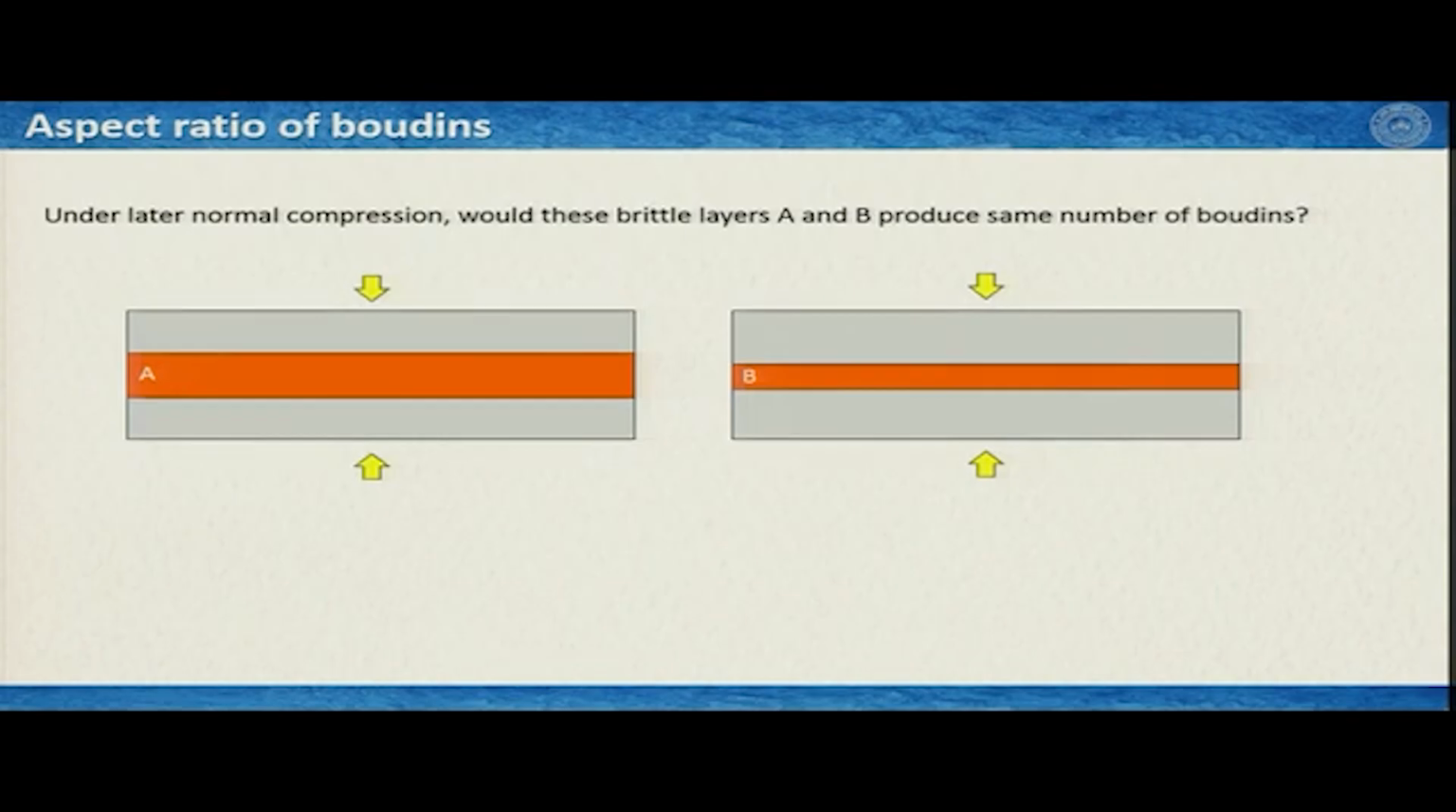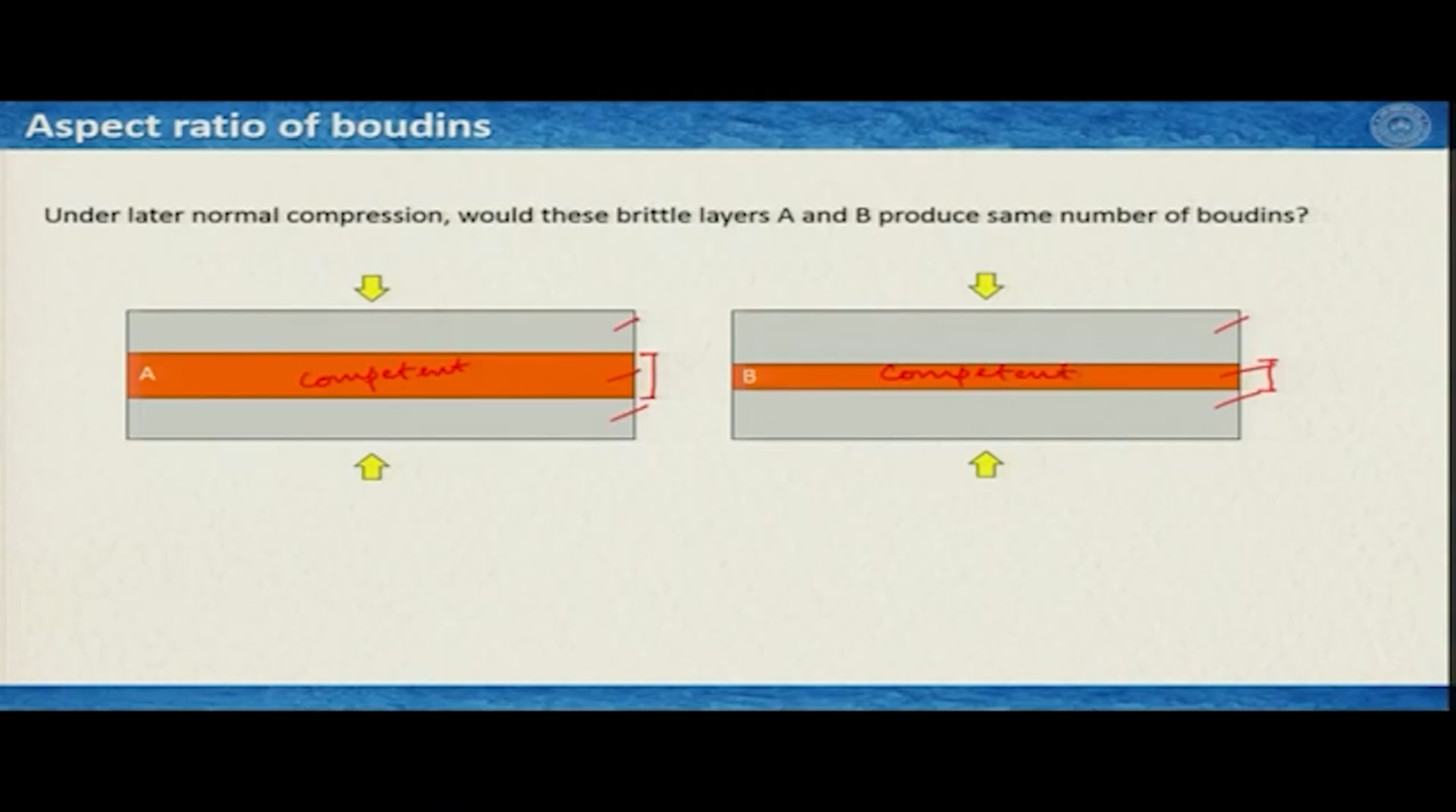Now, let us talk about the aspect ratio of the boudins, which is the next topic we will cover. Here I have given two drawings for you. What we see here is that if you imagine that this layer, this layer, this layer, this layer have very similar properties, and also these two orange layers. Now, what we also see in this illustration is that this layer is thicker than this layer. So, this is the competent layer, this is as well, compared to the surrounding gray layers.